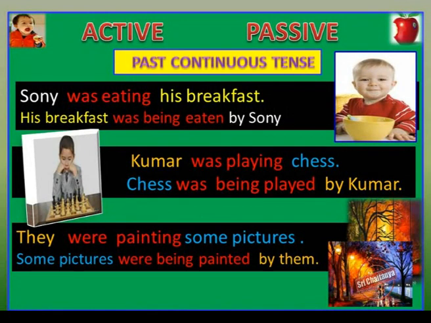Past continuous tense. Sony was eating his breakfast. His breakfast was being eaten by Sony. 2. Kumar was playing chess. Passive voice: Chess was being played by Kumar. 3. They were painting some pictures. Passive voice: Some pictures were being painted by them.